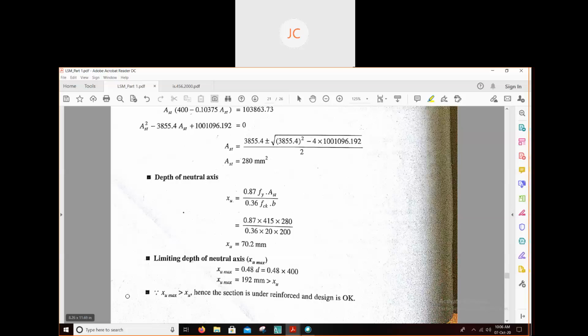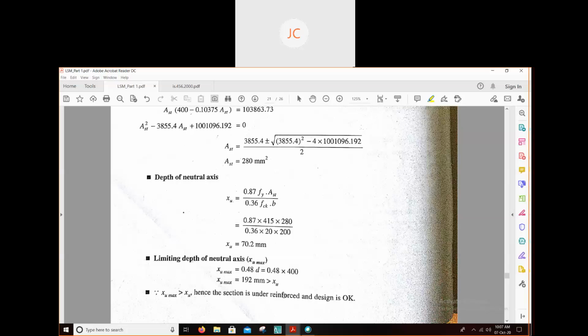Your design will not be safe. In a different problem, if you are getting XU max less than XU, then your section will be over reinforced, your design is unsafe, and you have to redesign the structure again. Remember these things whenever you are designing a section. Always your comment will be, since the section is over reinforced, it is unsafe and we have to redesign the section. That comment you have to write down.